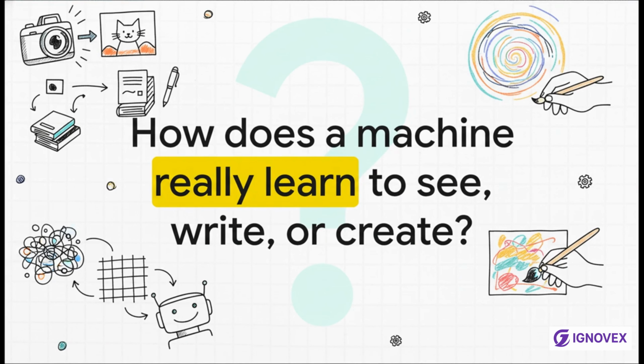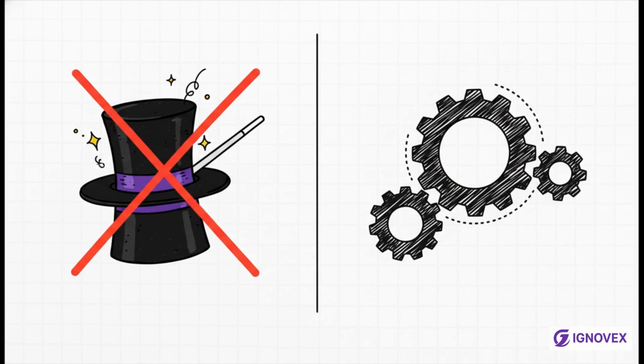Have you ever really stopped to think about it? How does a machine go from just a bunch of random numbers to being able to see what's in a picture or write a whole paragraph that makes sense? It's a pretty fundamental question. And the answer? Well, it isn't some kind of crazy, unknowable magic. It's a process, a really clever process actually, called optimization.